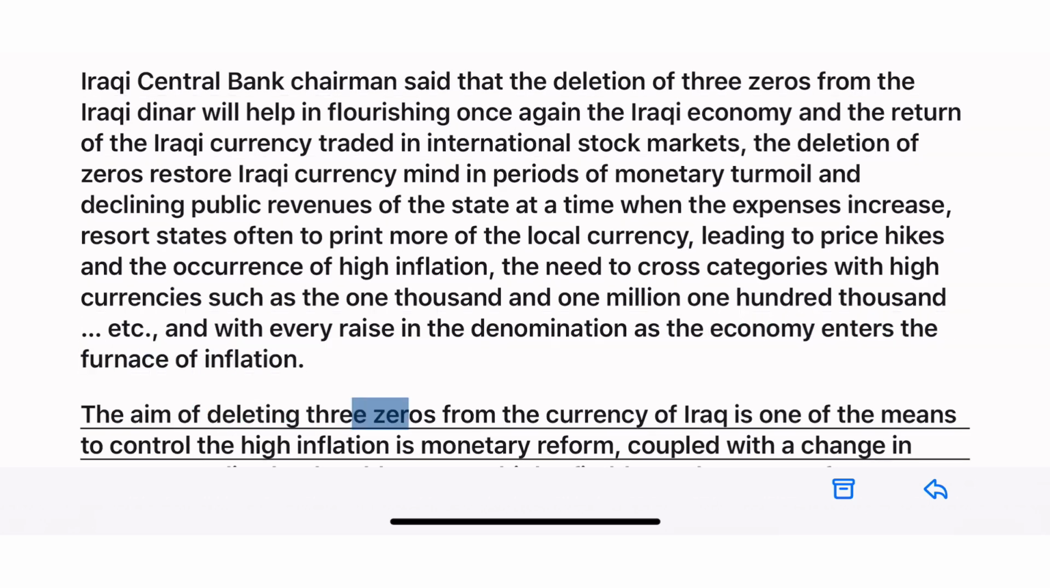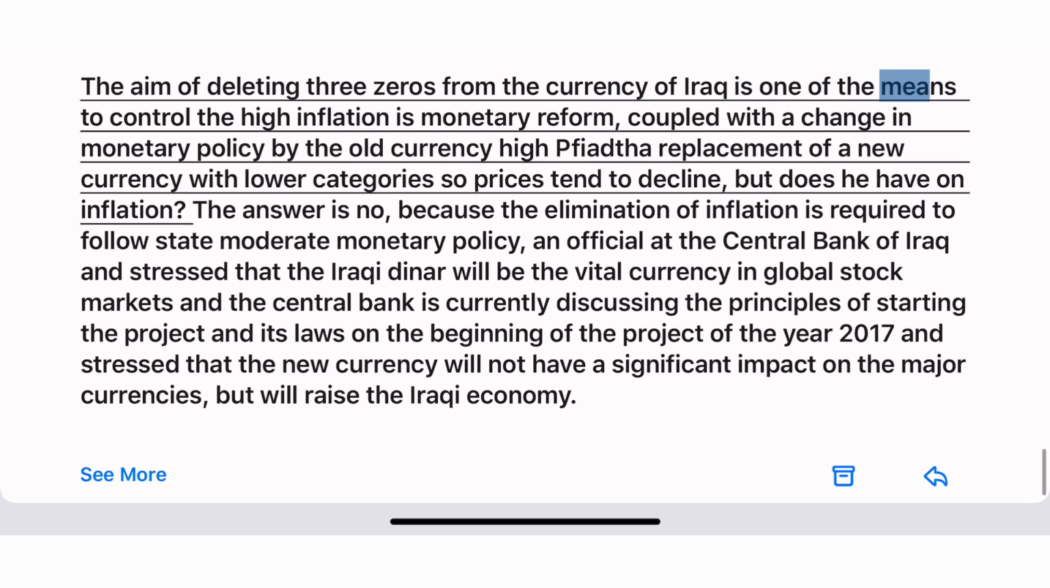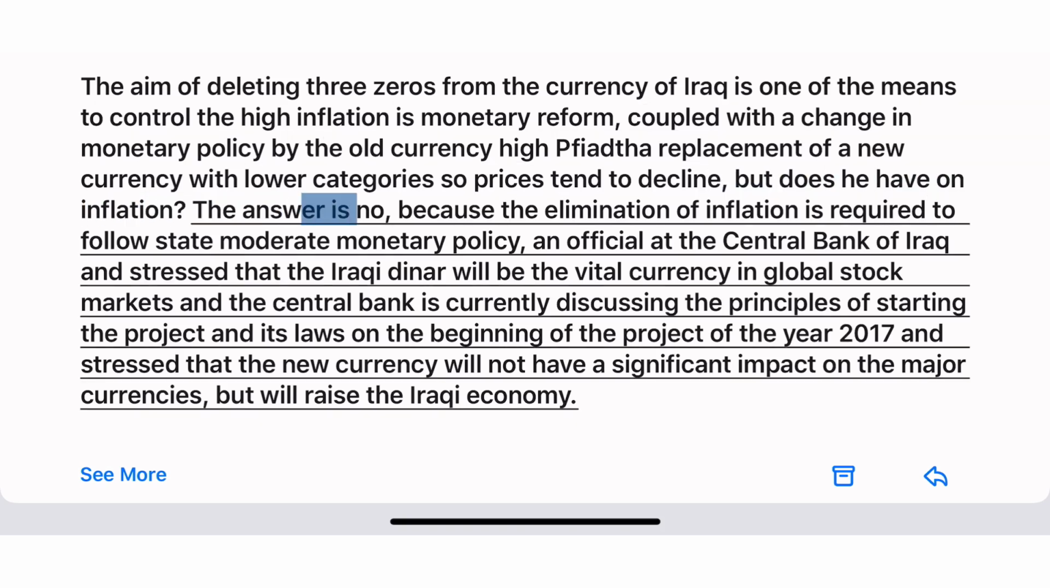The aim of deleting 3 zeros from the currency of Iraq is one of the means to control high inflation. It is a monetary reform, coupled with a change in monetary policy, replacing the old high-denomination currency with a new currency with lower denominations so prices tend to decline. But does it have an effect on inflation? The answer is no, because the elimination of inflation requires the state to follow a moderate monetary policy.